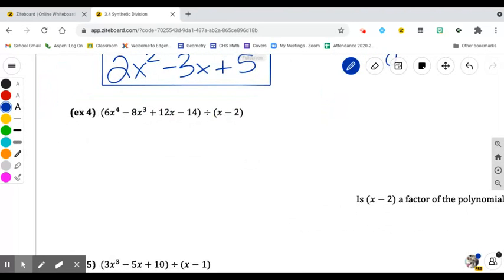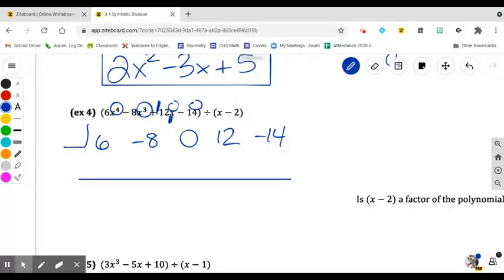Okay, notice this one goes from 4 to 3 to 1 to 0, so it's skipping the x squared term. So here's our box. We have to do 6, negative 8, 0 for the x squared term, 12 for the x term, and then negative 14.